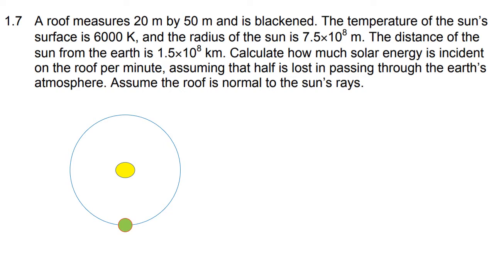The temperature of the sun's surface is 6,000 Kelvin and the radius of the sun is 7.5 times 10 to the 8 meters. The distance of the sun from the Earth is 1.5 times 10 to the 8 kilometers. Calculate how much solar energy is incident on the roof per minute, assuming that half is lost in passing through the Earth's atmosphere. Assume the roof is normal to the sun's rays.